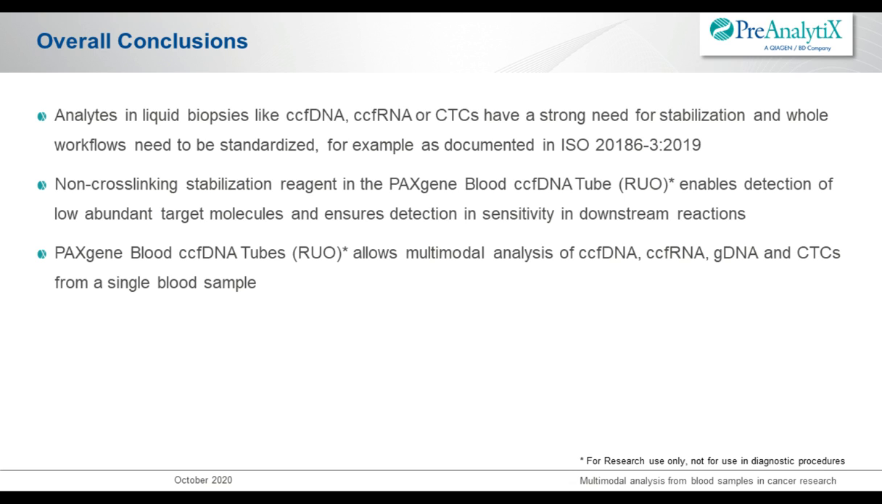I also showed you that the non-crosslink stabilization reagent in the PAXgene ccfDNA tube enables detection of low-abundant target molecules, as I showed you for this tube PCR with the different EGFR mutation, and this ensures that you have a sensitive detection of these targets in your downstream reactions. And finally, I could show you with the 2 studies here that the PAXgene Blood ccfDNA tube allows multimodal analysis for ccfDNA as well as ccfRNA, gDNA, and CTCs from a single blood sample.